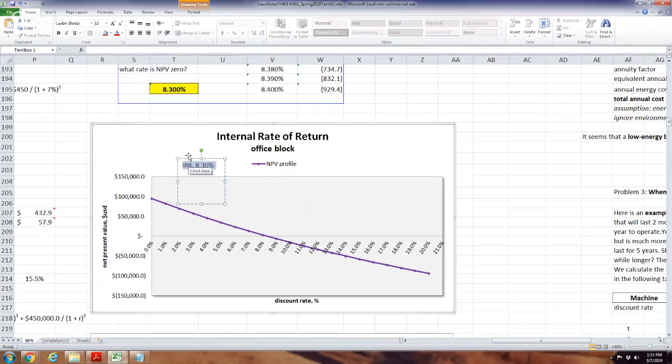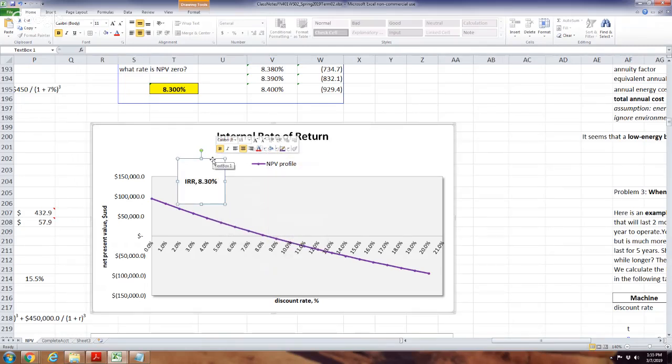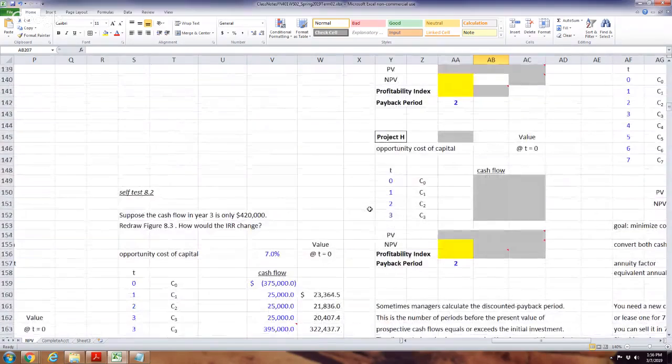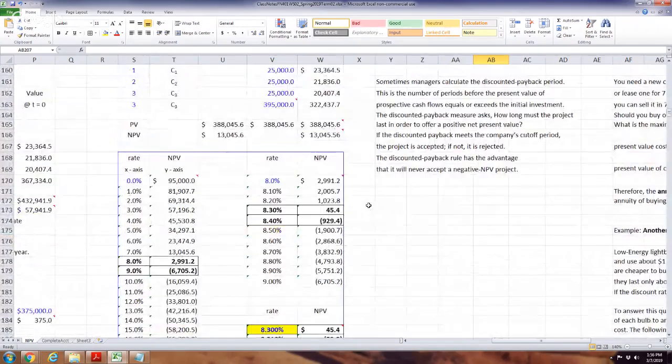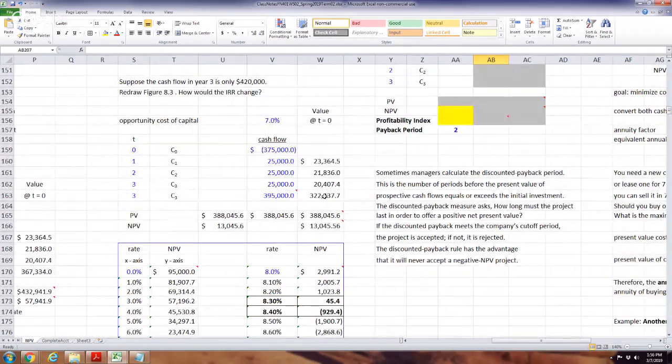And this is IRR 8.30%. Bold, center. Okay, and we'll click on the fill. I want a white fill on that, and I want a border. Purple border. There we go. Okay, so a nice little box right there. Everything's centered, and you got to explain your graphs. That's going to help you in meetings, because the attention span sometimes may not be what you think it is.